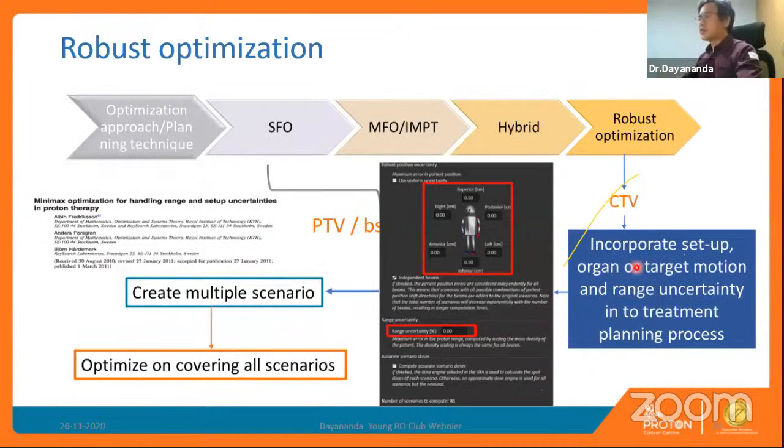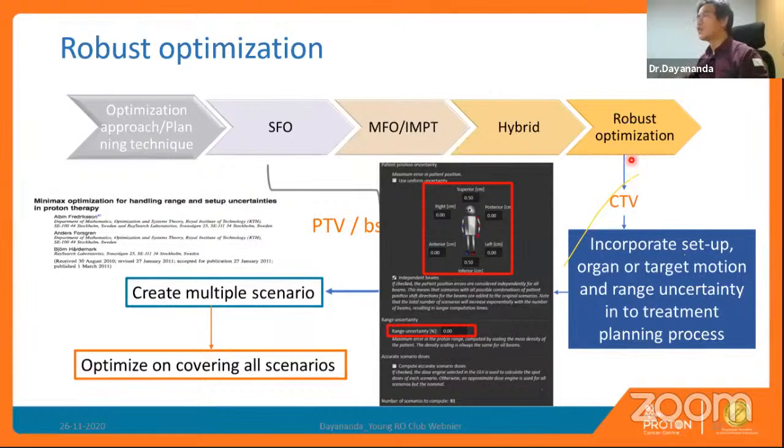And there is a new approach which has been introduced very recently, which is called robust optimization. In photon radiation therapy, we create a PTV margin to take into account the uncertainties incurred during the entire radiation therapy process. But in proton radiation therapy, there are several arguments, and even literature, which say that the PTV concept cannot be directly implemented in proton radiation therapy because of the range uncertainties.